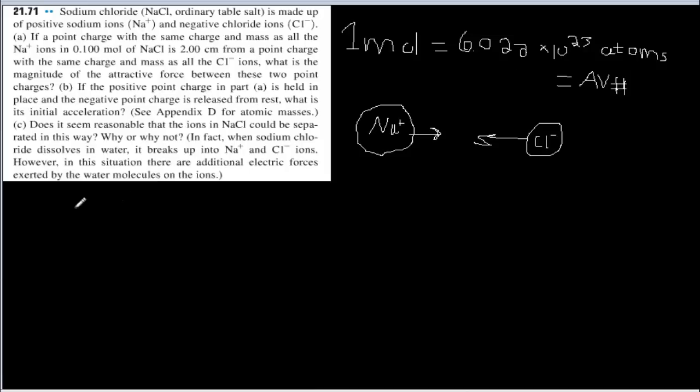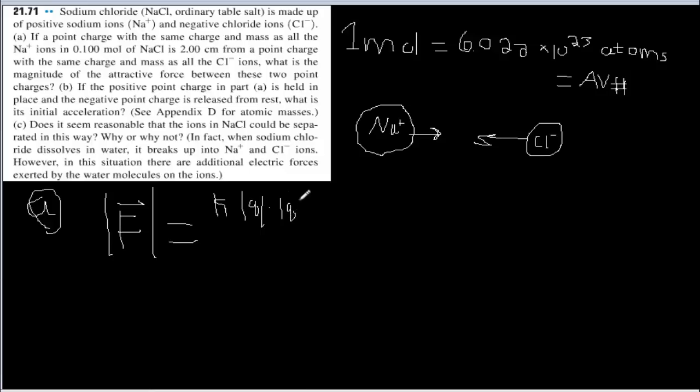And of course we know by Coulomb's law, part A, by Coulomb's law we know that the force between those two charges, the magnitude, is going to be equal to some constant k, or 1 divided by 4 pi epsilon 0, times the magnitude of the first point charge times the magnitude of the second point charge, all divided by the distance between them squared.